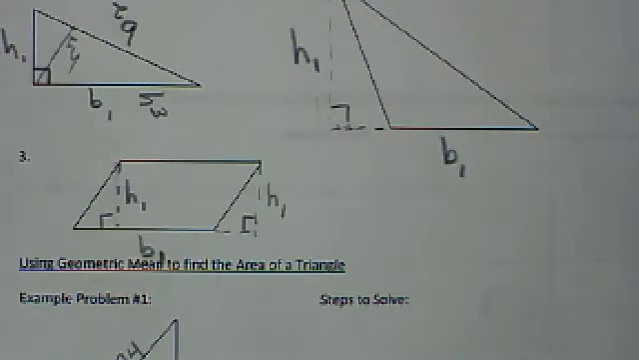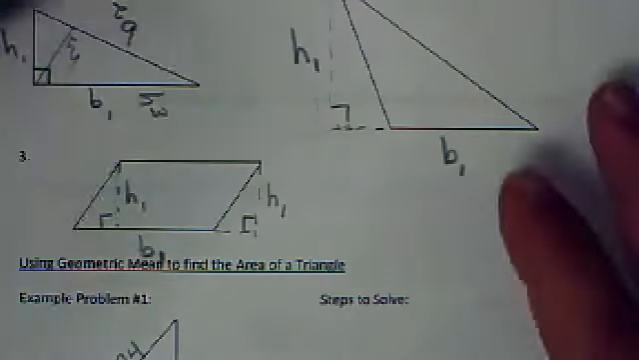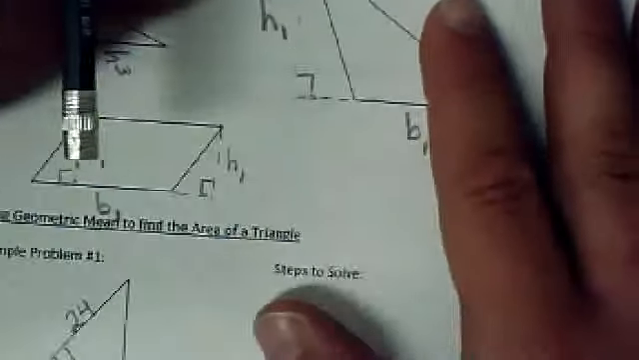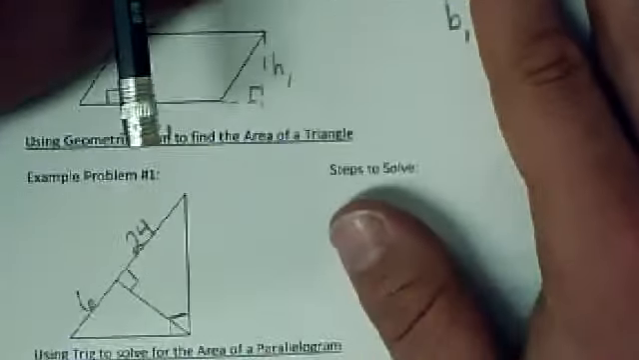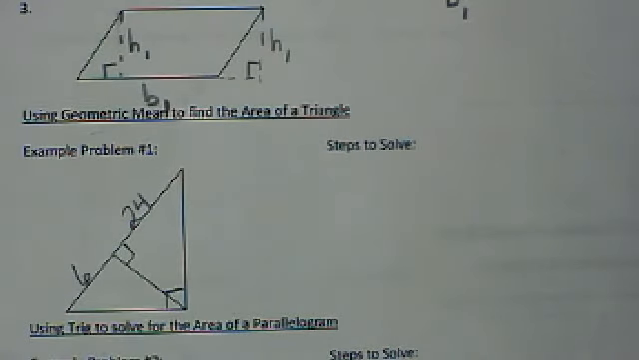Alright? So that's just a little bit of practice in looking at how to label the bases and the heights and the different bases and the heights that you're going to see. So now let's look at some example problems. Now you're used to just seeing some pretty basic area of triangle and area of parallelogram problems. We're going to be implementing a little bit of what we've learned with geometric mean and trig in solving some of these example problems. So let's look at example problem number 1.